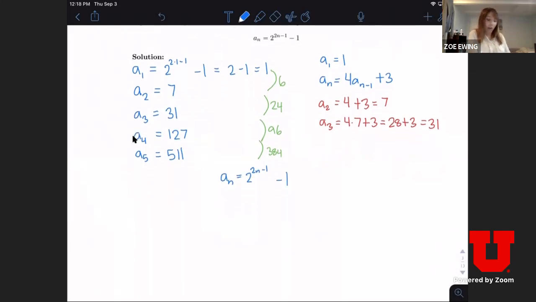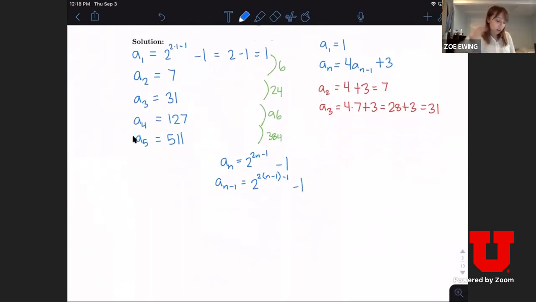And we can just plug in n minus 1 for n. So we get a_{n-1} equals 2 to the 2, and then instead of n, we plug in the whole n minus 1 minus 1 minus 1. All right, so let's go through and simplify this. We have 2 to the 2n minus 2 minus 1 minus 1. So a_{n-1} equals 2 to the 2n minus 3 minus 1.